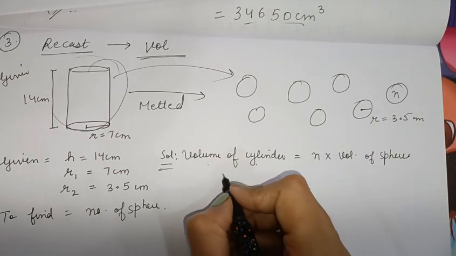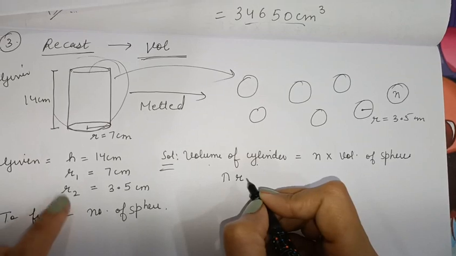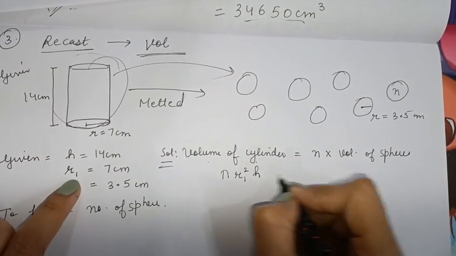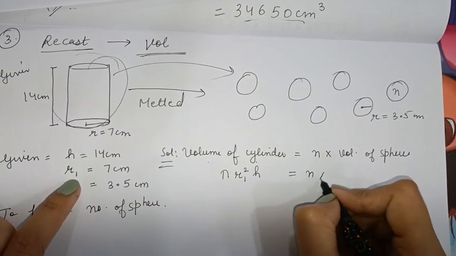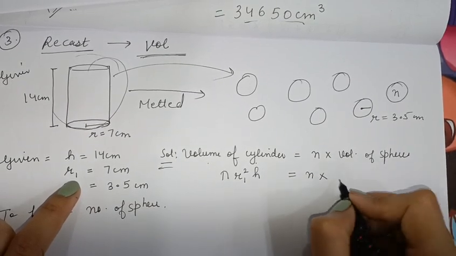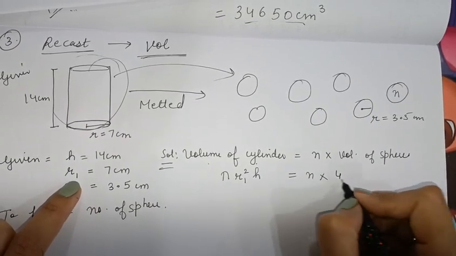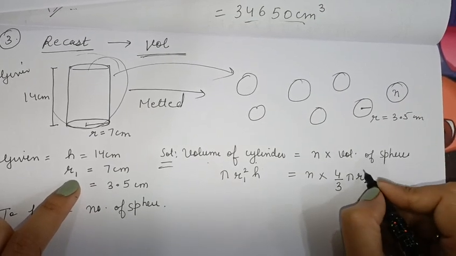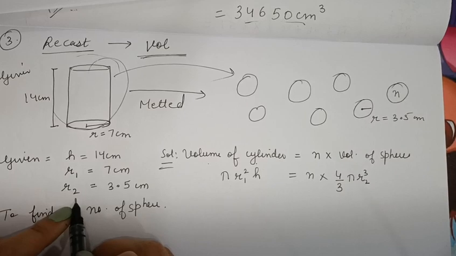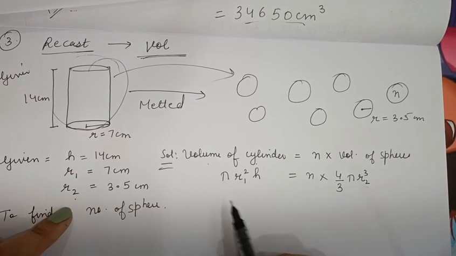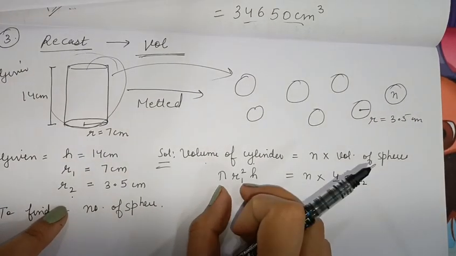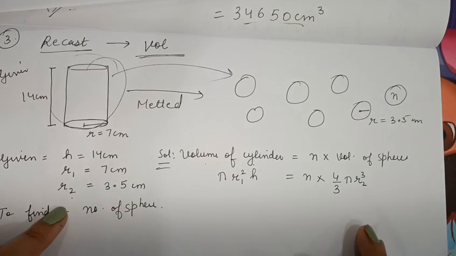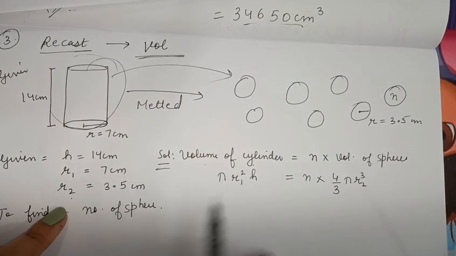So volume of cylinder's formula is pi r1 square h, r1 is for cylinder. This is n into volume of sphere's formula, which is 4 by 3 pi r cube. So here I have written r2 for sphere. So differentiate it. Why? Because this r is different from this r. If both the r values are the same, then no need of differentiating, you can directly write r.